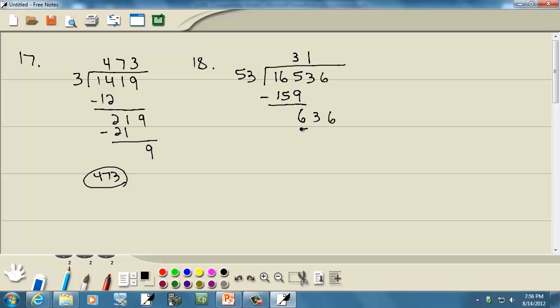1 times 53 is 53. I'll subtract that. Of course, 6 just carries down. 3 minus 3 is 0. 6 minus 5 is 1. And then I'm looking at this because I'm now to this digit, which is straight down here. So I'm looking at 106, and 53 does go into that 2 times. 2 times 53 gives us 106, and subtract that gives us 0. So our answer to that particular problem is 312.